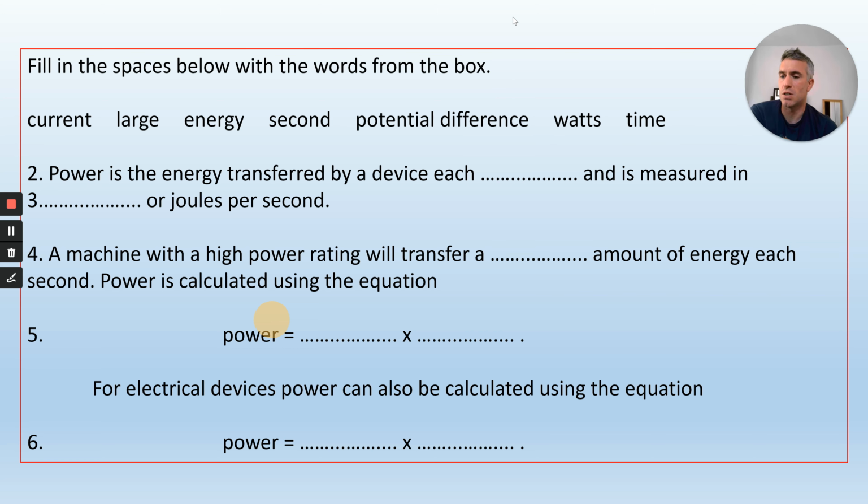Power is the energy transferred by a device each something and is measured in something or joules per second. A machine with a high power rating will transfer a something amount of energy each second. Power is calculated using the equation: power is something times something. For electrical devices, power can also be calculated using the equation: power is something times something else. Okay, pause.